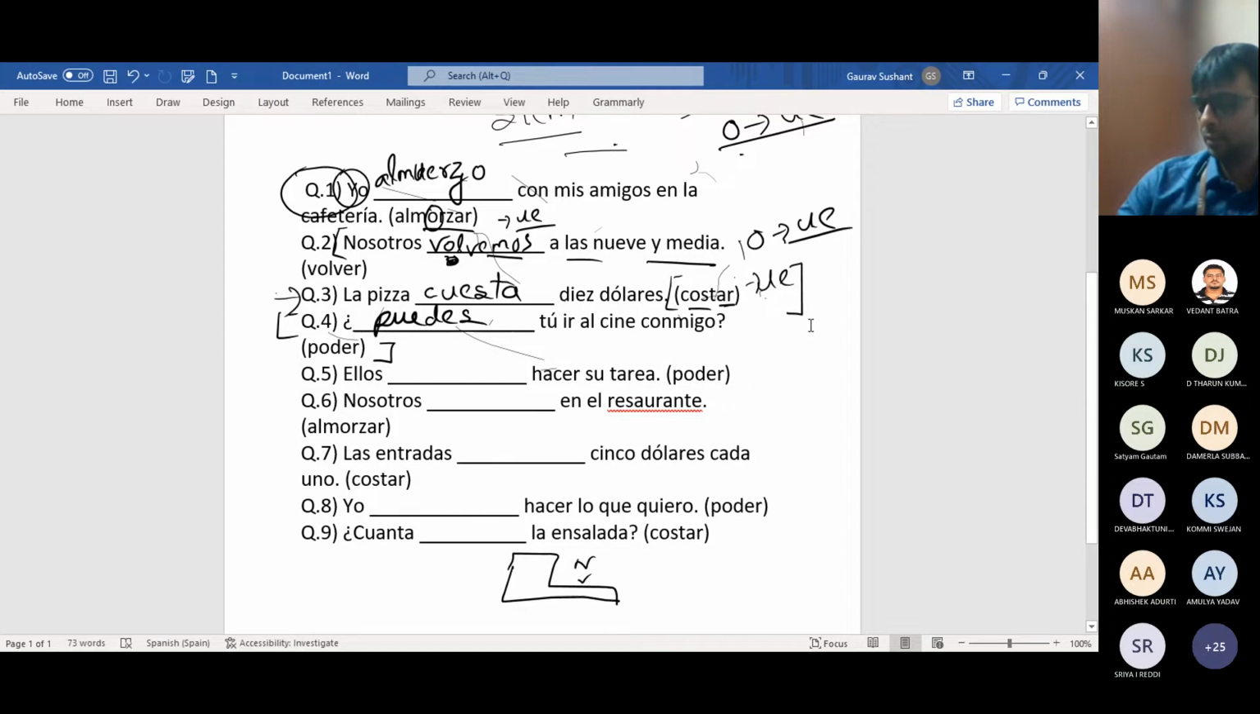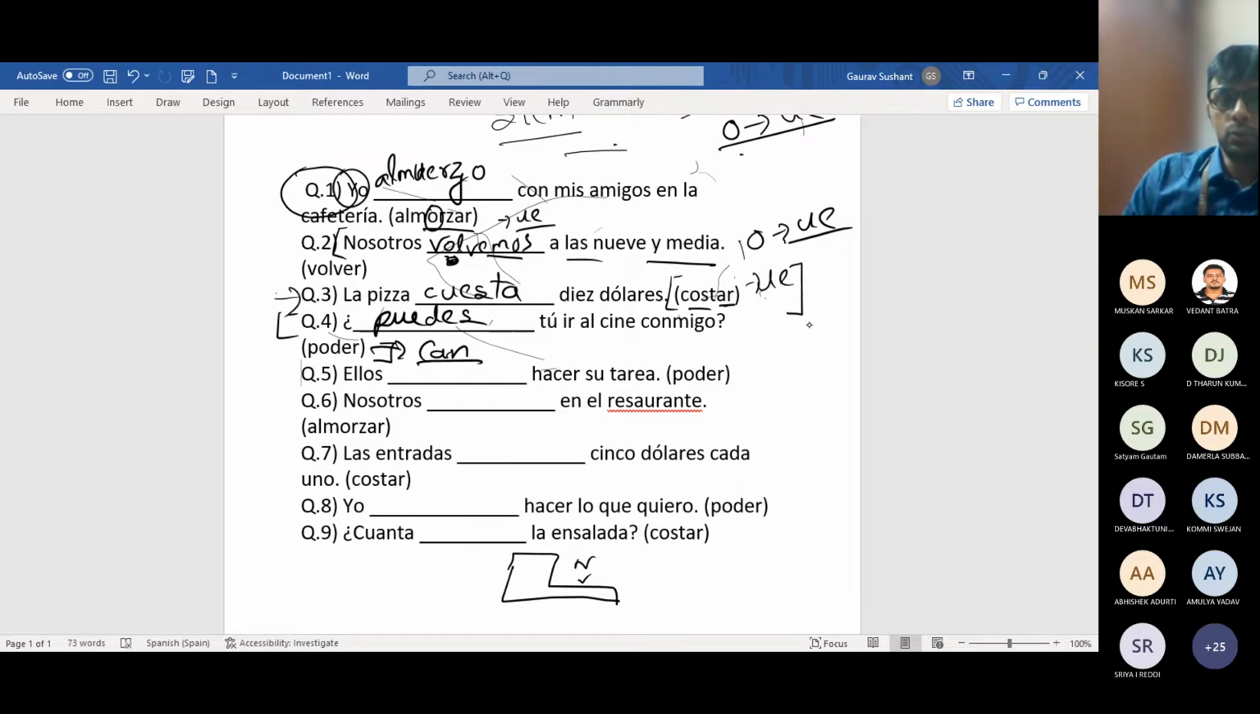So here it is tú, right? So with tú and it is an er ending, it will be es at the end, and the o will be changed to ue. That is fine. The conjugation is fine. I'm just asking you the translation of the sentence. That's it. Oh, can you go to the cinema with me? Yes, exactly. So poder verb is basically can.